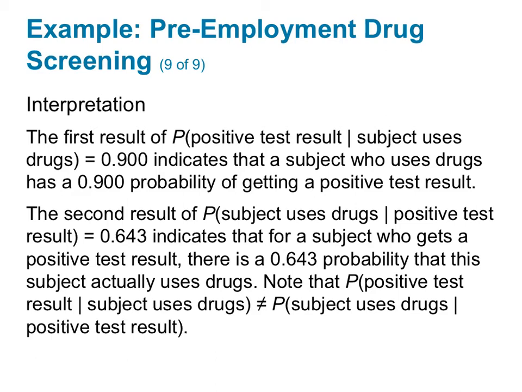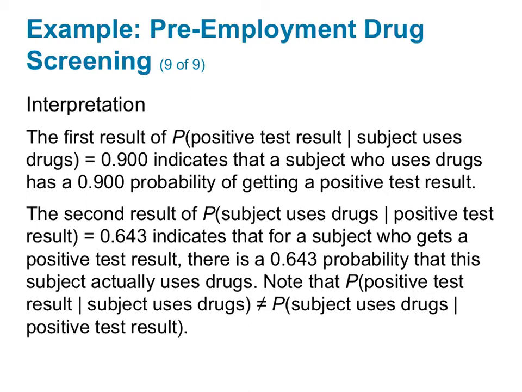So the first result, the probability of a positive test result given a subject uses drugs, was 0.9. And that indicates that a subject who uses drugs has a probability of 0.9, or a 90% chance of getting a positive test result. The second result, the probability a subject uses drugs given they got a positive test result, is 0.643. And that is indicating that for a subject who gets a positive test result, there is about a 64.3% chance that this subject actually uses drugs.